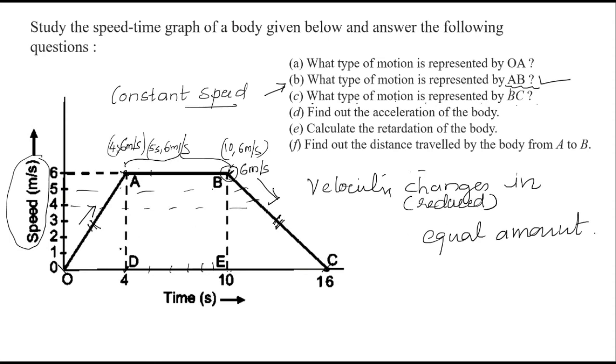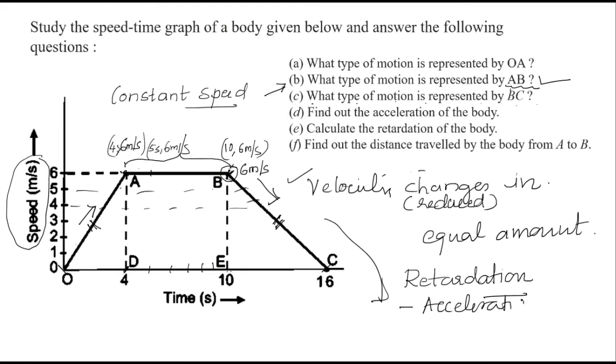Okay, both are called as change. Here it is increased in velocity, increasing in velocity. Here velocity is reduced. Therefore, if velocity reduces in equal amount, then that kind of motion is called retardation. Please remember this, retardation. Or it is even called negative acceleration.